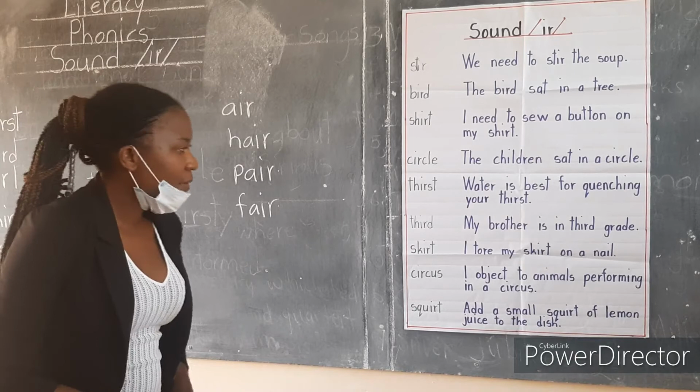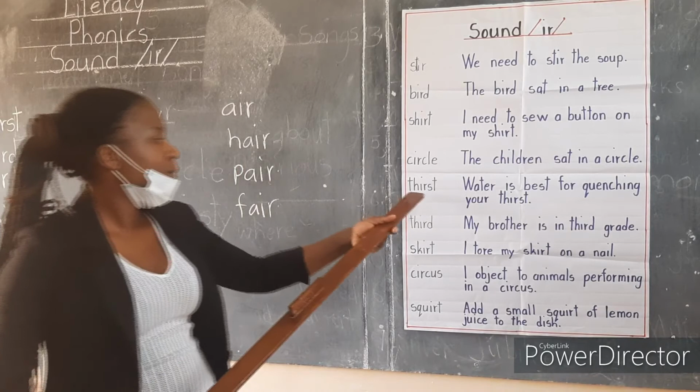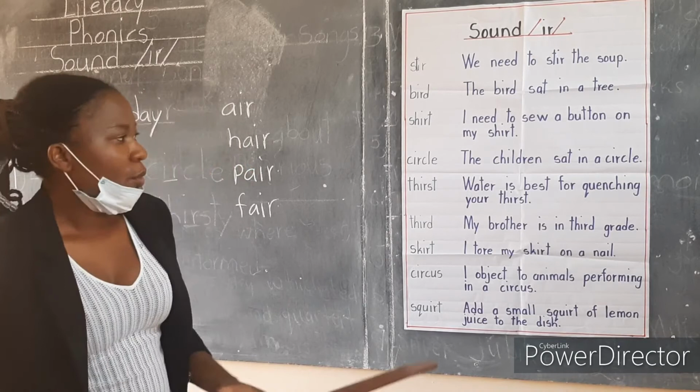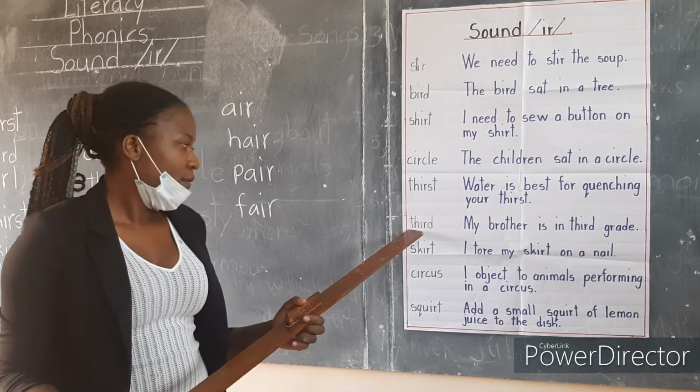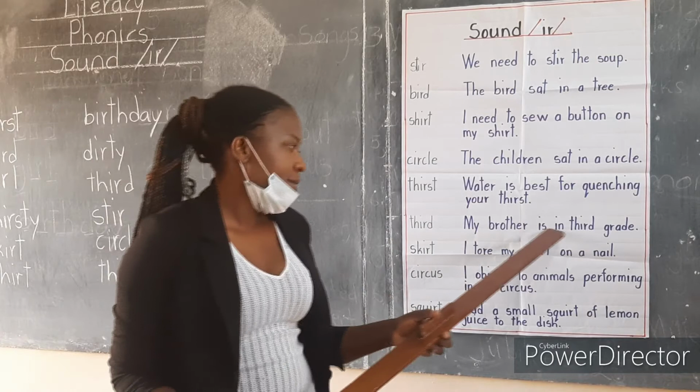Word number five. This one here. Thirsty. Water is best for quenching your thirst. Very good. This one. Who can read for us this one? Third. My brother is in third grade.